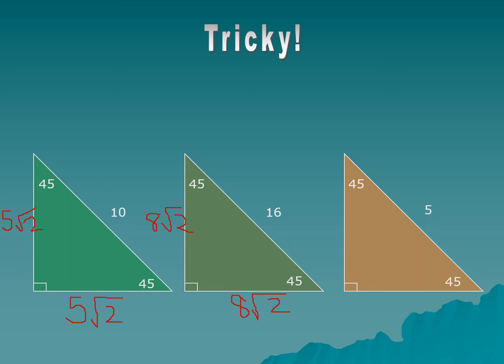This one's a little bit trickier because it's a 5. It's an odd number. Now most of you are able to divide 5 by 2, which gives you 2.5, but we're going to try to avoid using decimals and square roots in the same answer. So to do that, we're just going to leave it as a fraction. 5 divided by 2 with the square root of 2. Same thing with the other leg. 5 divided by 2 times square root of 2.